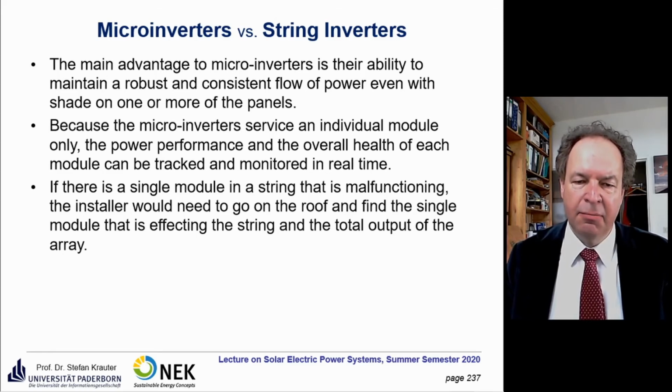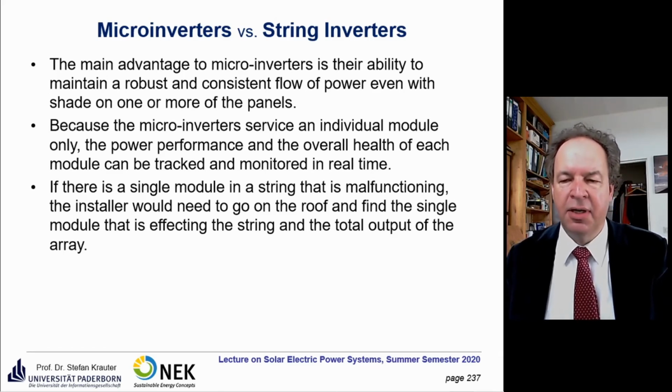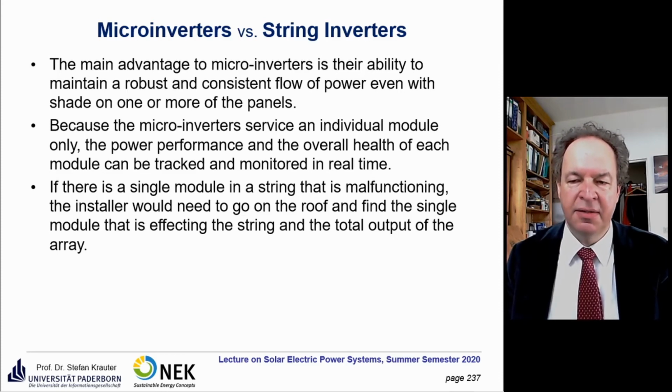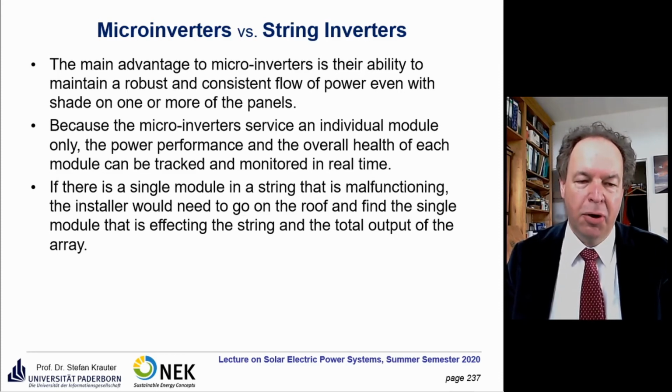If there is a single module in a string that is malfunctioning, the installer would need to go on the roof and find the single module that is affecting the string and the total power output. This is even more true if you have a large-scale central power plant with thousands of modules, and you don't have specific monitoring devices for each module or even each string, and so you have to check the whole power plant in order to find the malfunctioning module.